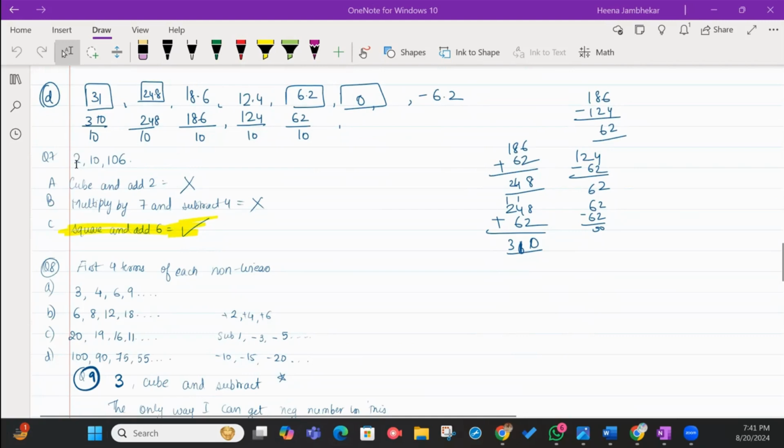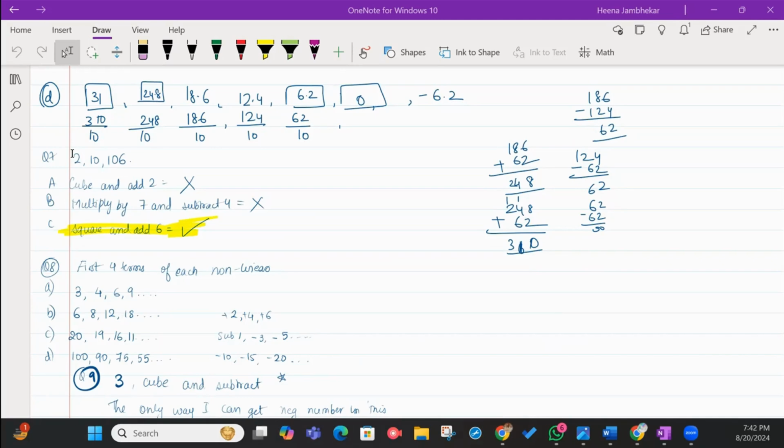Now they are saying these are the terms given to us: 2, 10, and 106. They've given us 3 term to term rules. On following those rules, are we getting that same answer? That is what they're asking. What's the first term? 2. First, you cube the 2. 2 cubed gives you 8. And when I add 2, 8 plus 2 means 10. Am I getting a 10 there?